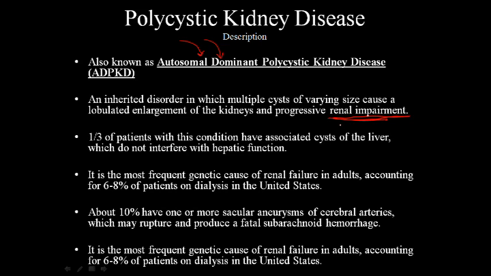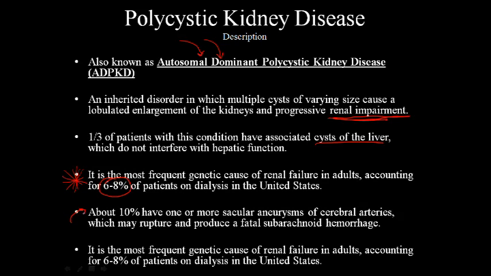One third of patients with this condition have associated cysts of the liver, which don't interfere with hepatic function. It is the most frequent genetic cause of renal failure in adults, so that's something to keep in mind, that it's one of the underlying causes of renal failure, and it accounts for 6 to 8% of patients on dialysis in the United States. So 6 to 8% of patients, specifically on dialysis, are the result of polycystic kidney disease.